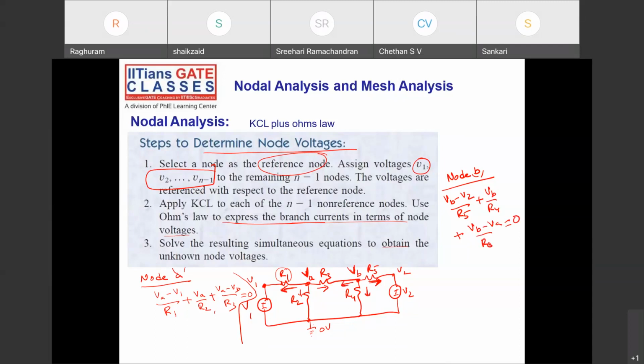You have two unknowns. What are the unknowns? VA and VB. Two equations and two unknowns. You can solve for VA and VB. Okay. Clear? How to use nodal analysis or node equations? How to write down the node equations? Clear, everyone? Clear?